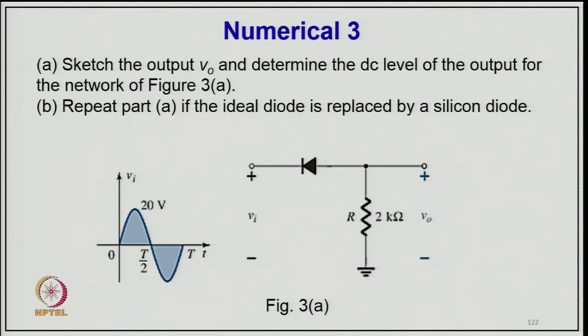And now numerical 3: sketch the output voltage Vo and determine the DC level for the output of the network in this figure. Then repeat this with the ideal diode replaced by a silicon diode. So, you have a sine wave of plus minus 20 volt and we are keeping a diode. This diode will conduct only in the negative half cycle, and the positive half cycle it will block. So, you will get only the negative part of it here.